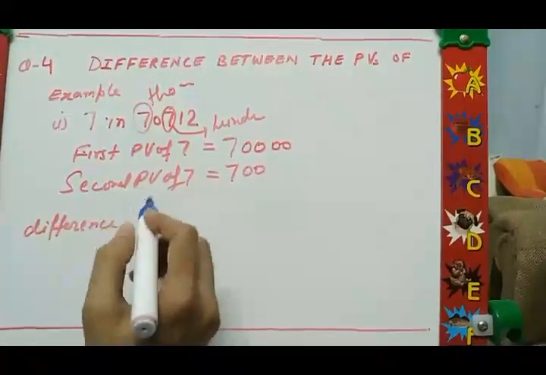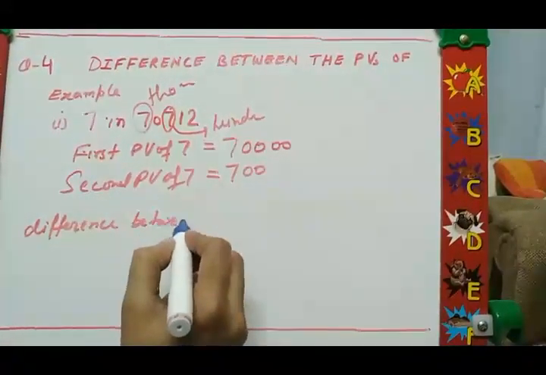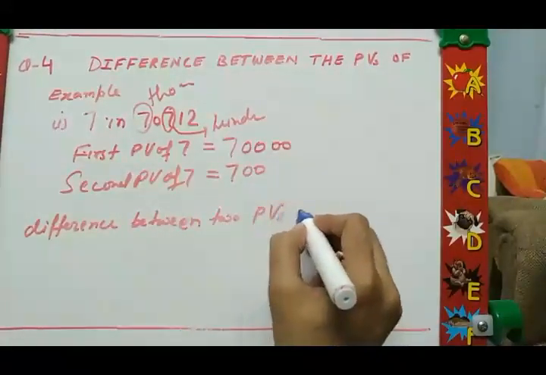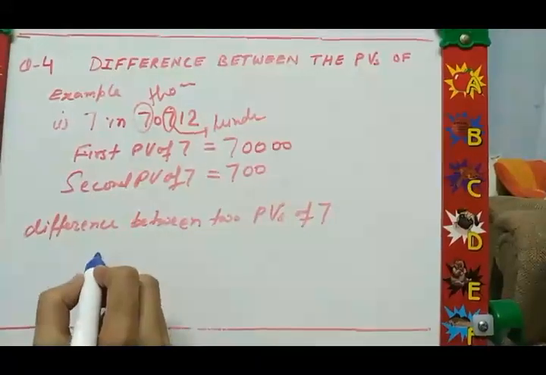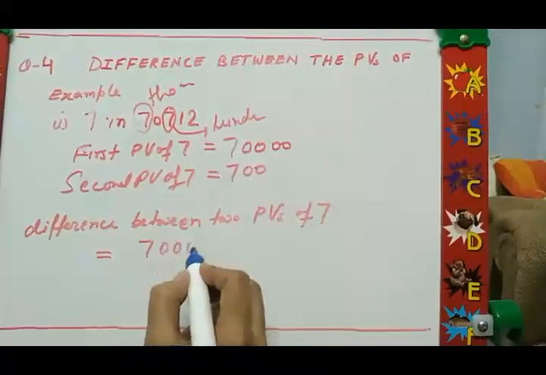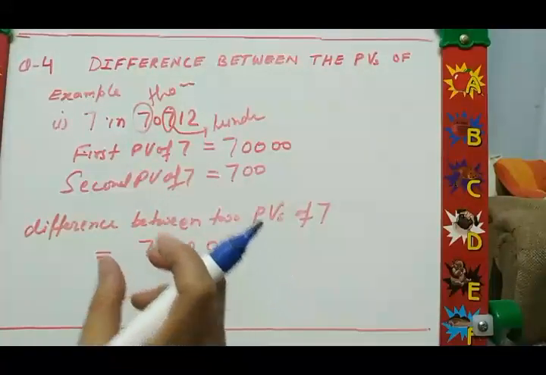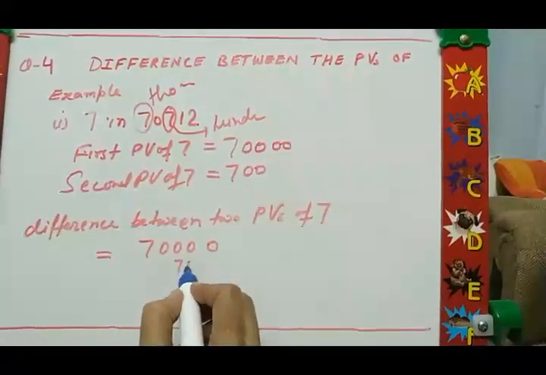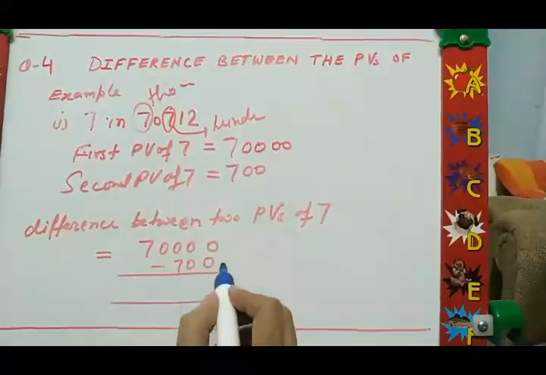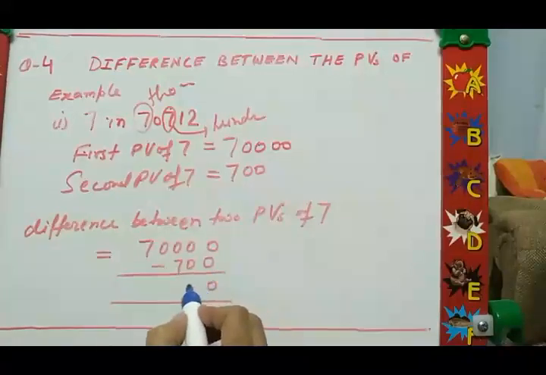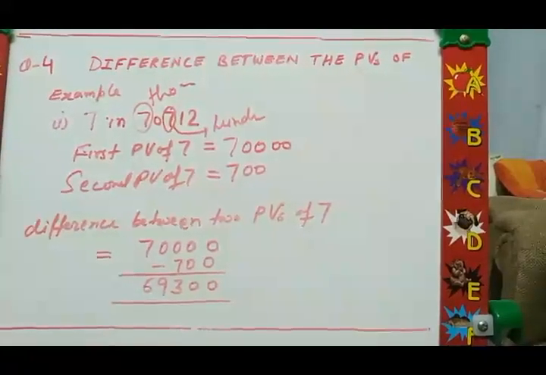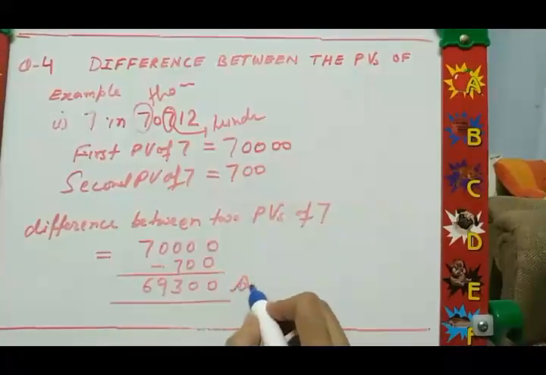Now according to the question, the difference between the 2 place values of 7. First of all we will write the greater place value, that is 70,000. Then we will write the smaller place value, that is 700. Now we will subtract both place values. Here we get, after subtracting, 69,300. That is the answer.